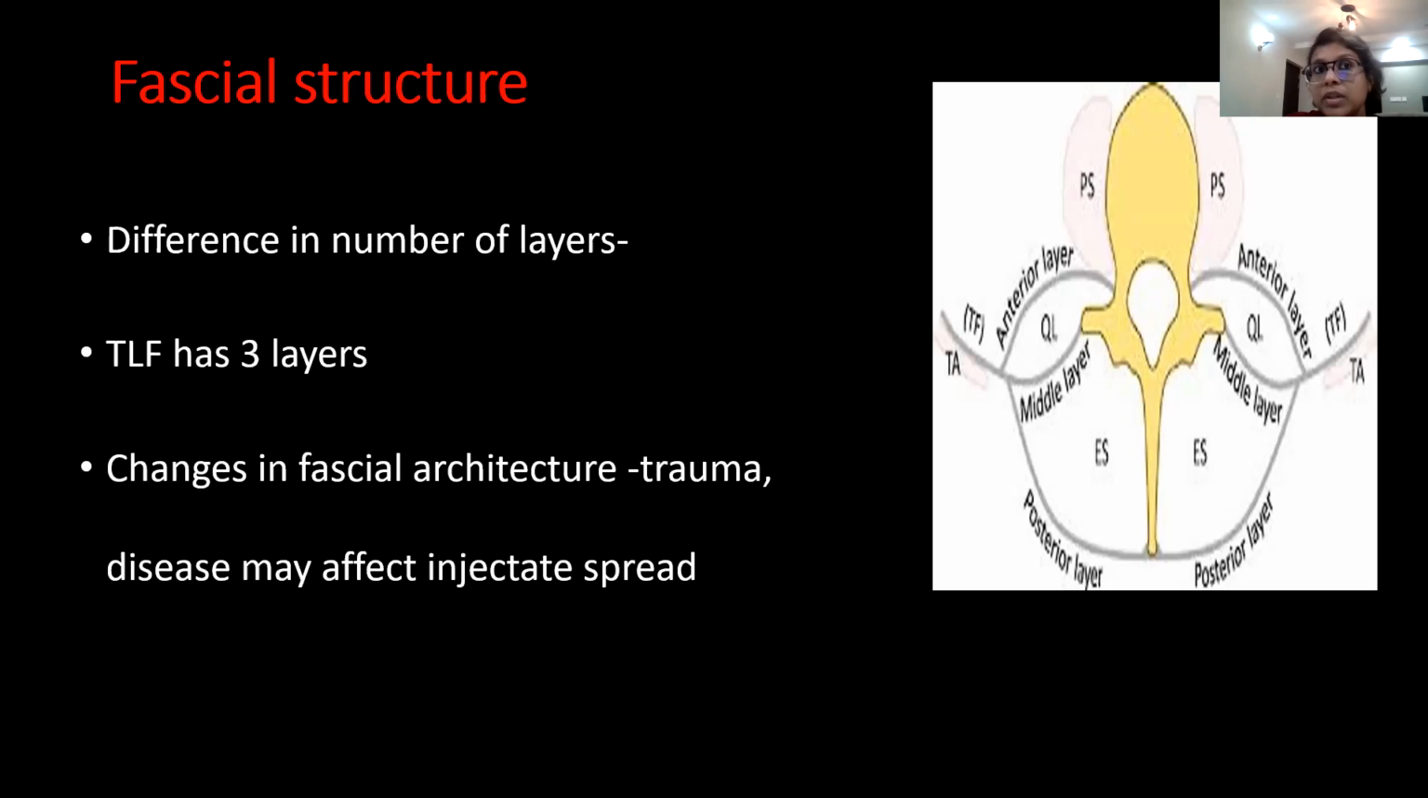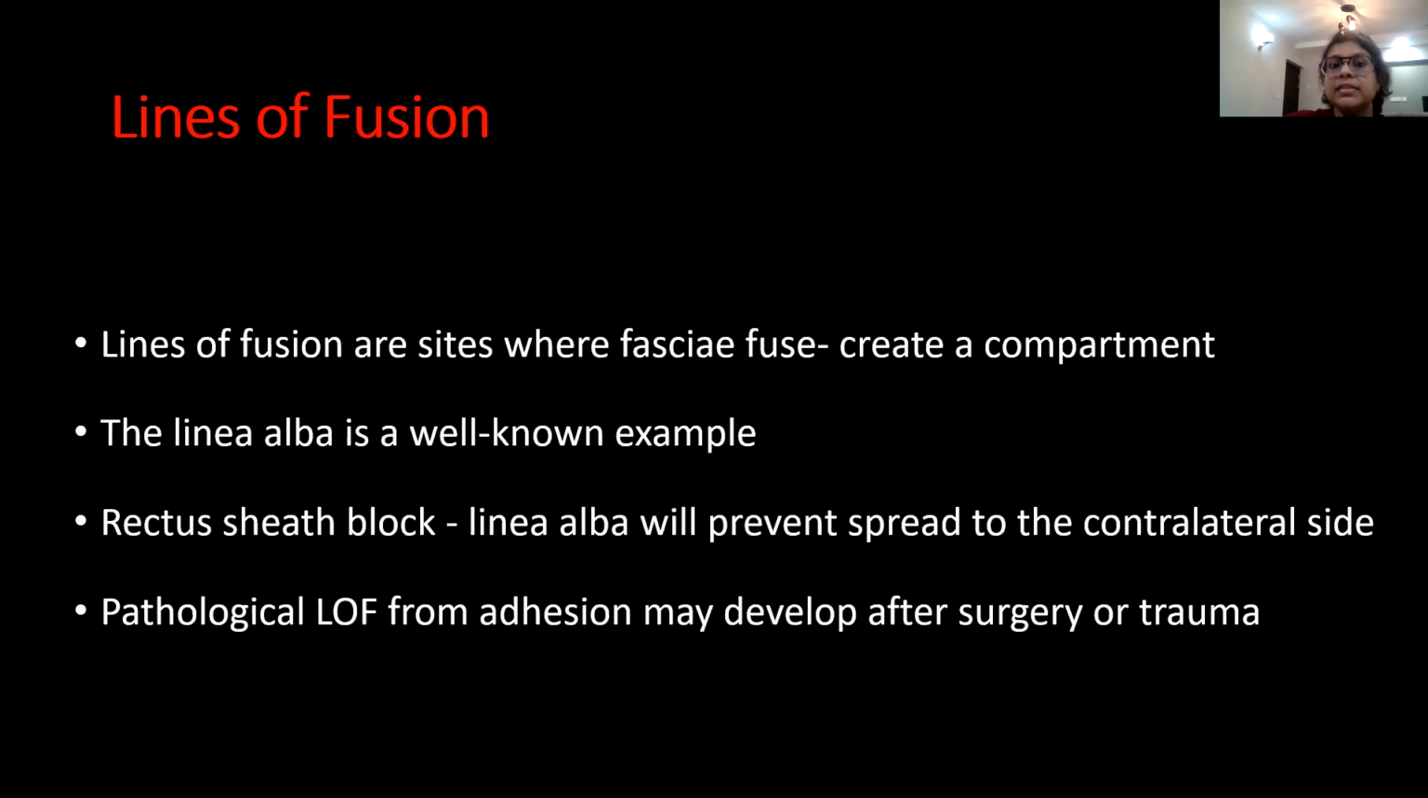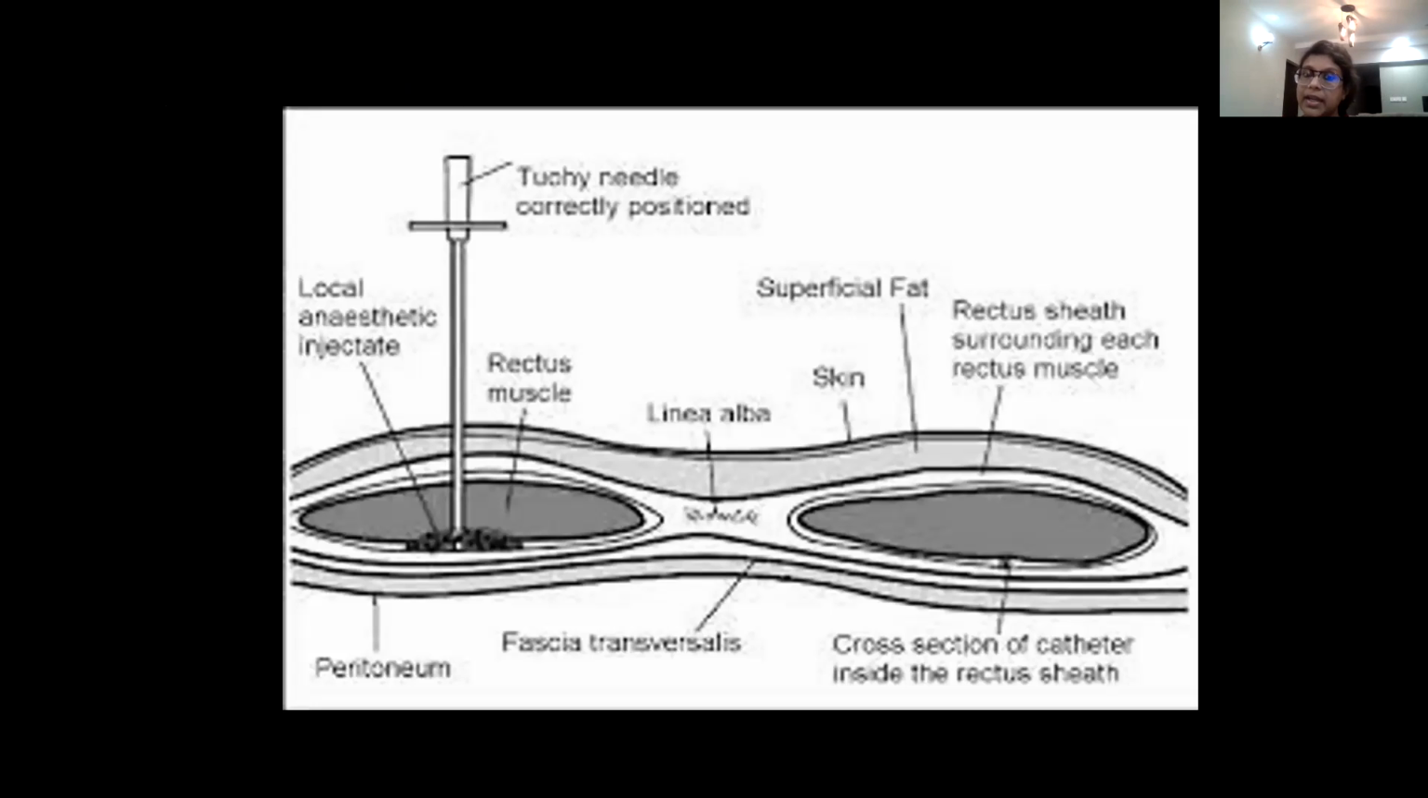Now, it is not really known whether there is an optimal layer where the drug should be deposited for the best results. Now, the lines of fusion are sites where the fascia fuse to create a compartment and contain the local anesthetic drug. The linea alba is a well-known example. It prevents the spread of the drug from one side to the other, which makes it mandatory that bilateral rectus sheath blocks are given for a midline incision. Now, pathological lines of fusion can form from adhesion formation after surgery or trauma, and these can act as roadblocks for the spread of local anesthetic, thereby contributing to inconsistent blocks.